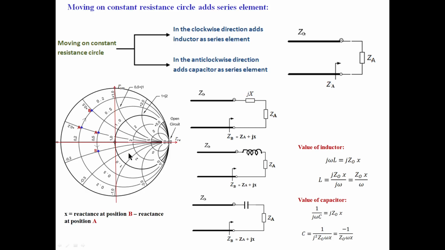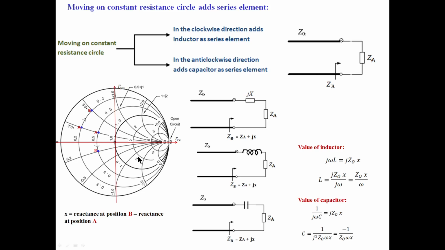So whenever you move over a resistance circle in the anti-clockwise direction, you should put a capacitor here. If you move in the clockwise direction, you put an inductor like this, and these values we can find from what I have shown here.